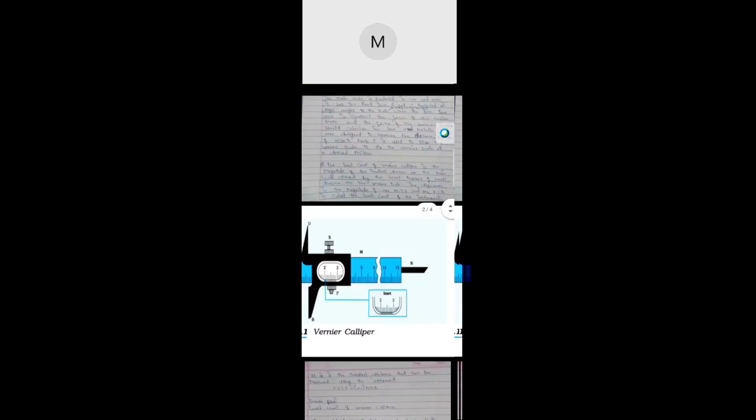Second, the least count of a Vernier caliper is the magnitude of the smallest division on the main scale divided by the total number of small divisions on the Vernier scale. The difference in the magnitude of one MSD and one VSD is called the least count of the instrument, as it is the smallest distance that can be measured using the instrument, and VSD equals (n minus 1) MSD.